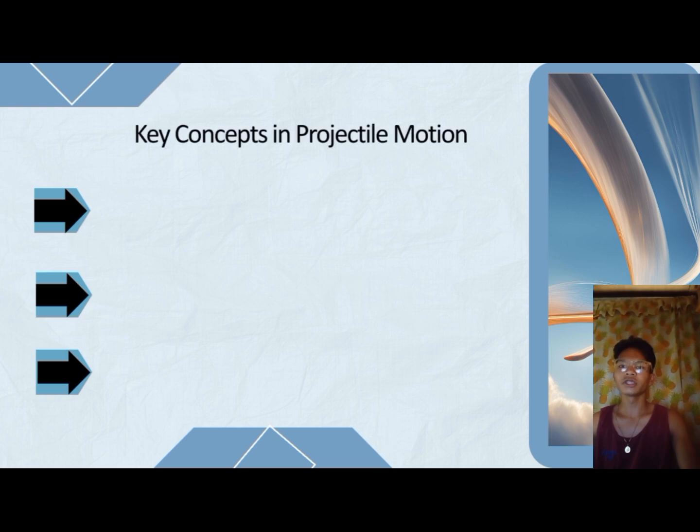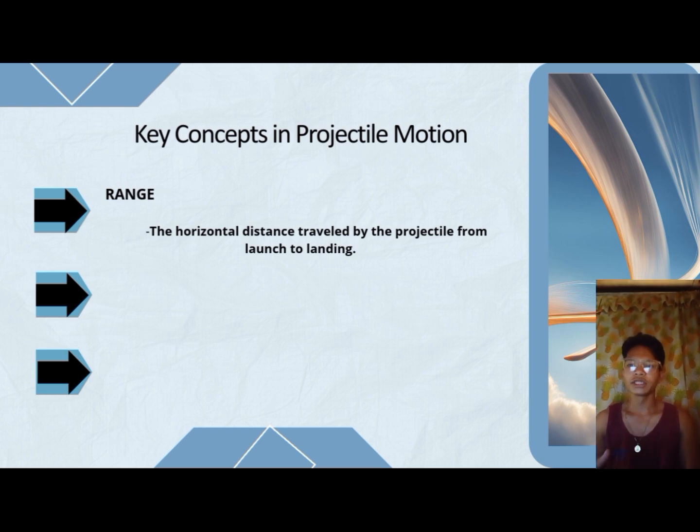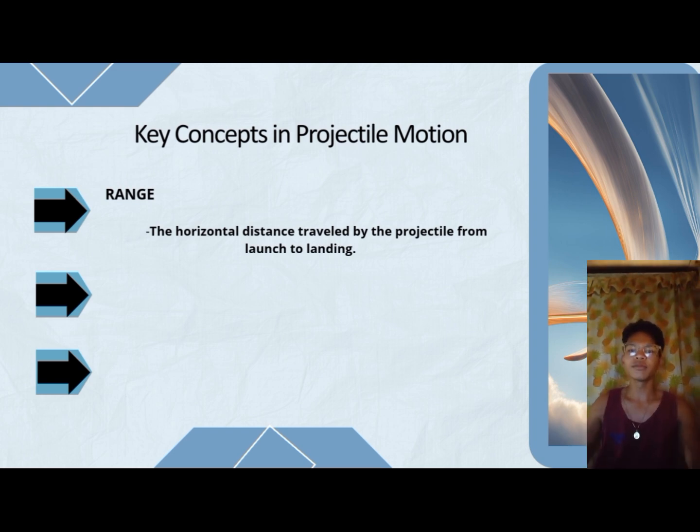Here are the key concepts in projectile motion. First, range. What is range? Range is the horizontal distance traveled by a projectile from launch to landing. Range kay mao na ang distance nga nag-travel ang object from the start or launch ang ni-launch ang object to sa insang landinganan, iyang gilandingan. Mao na ang range, iyang distance from start to landing na. Mao na ang range. Here is the example of range.